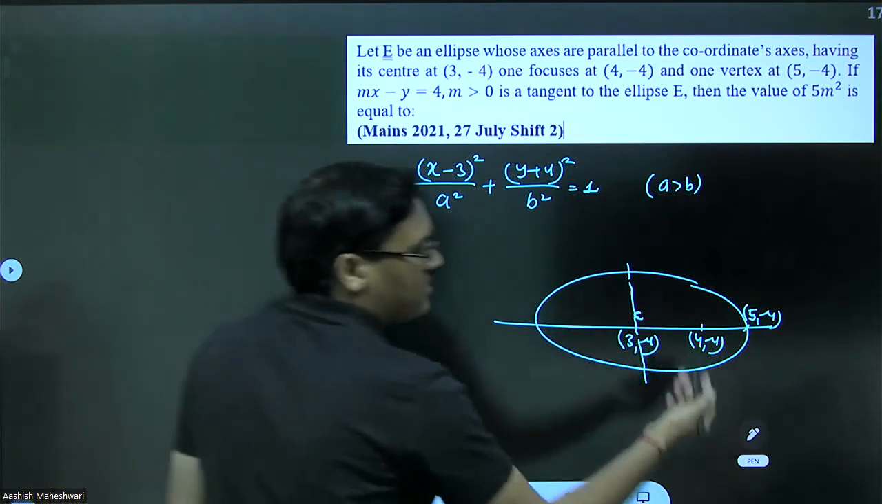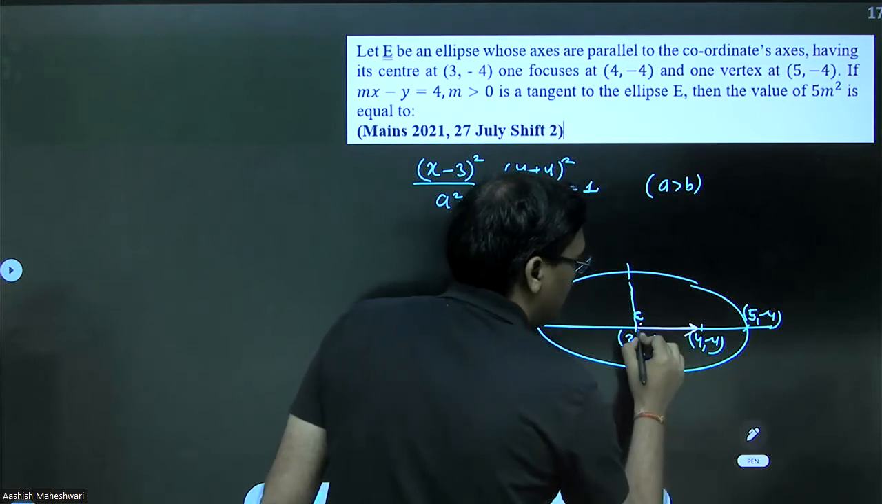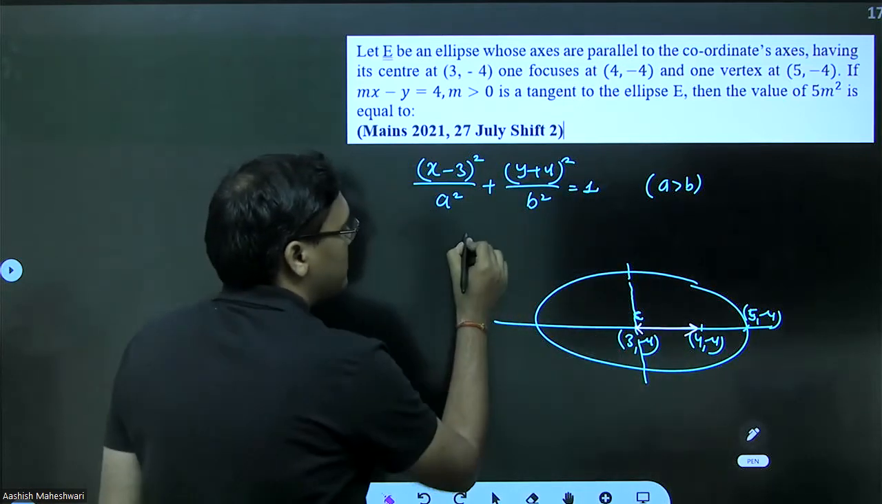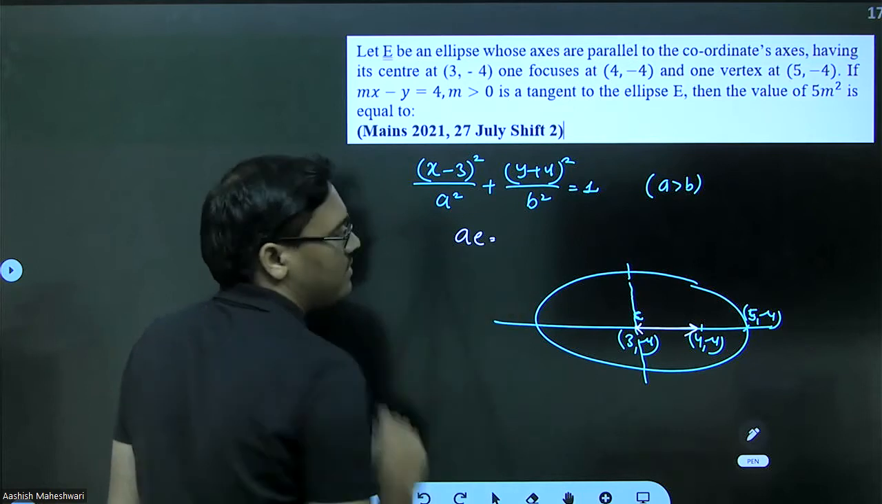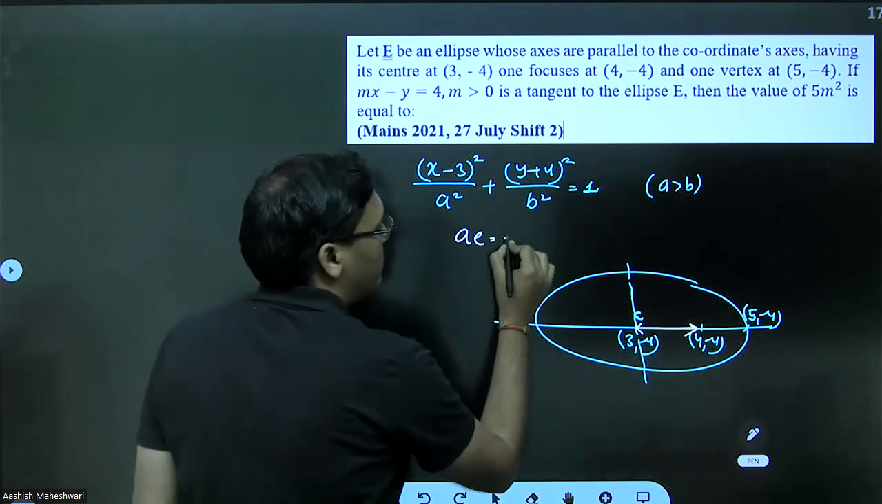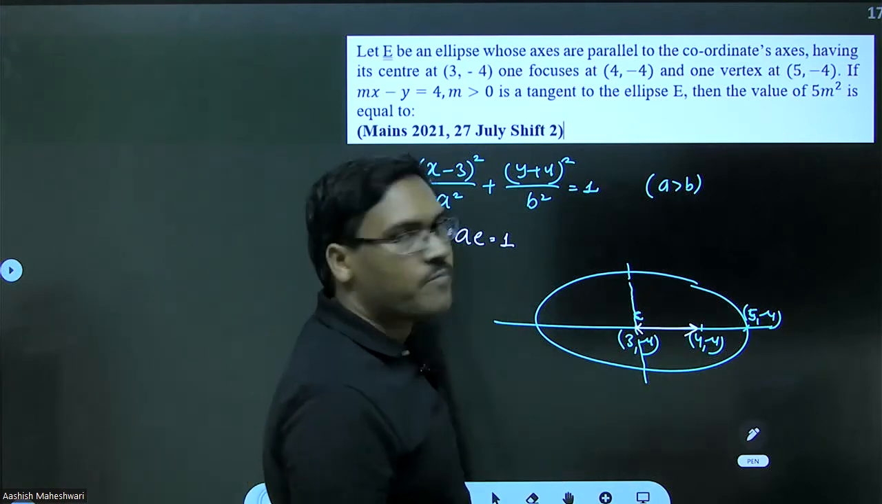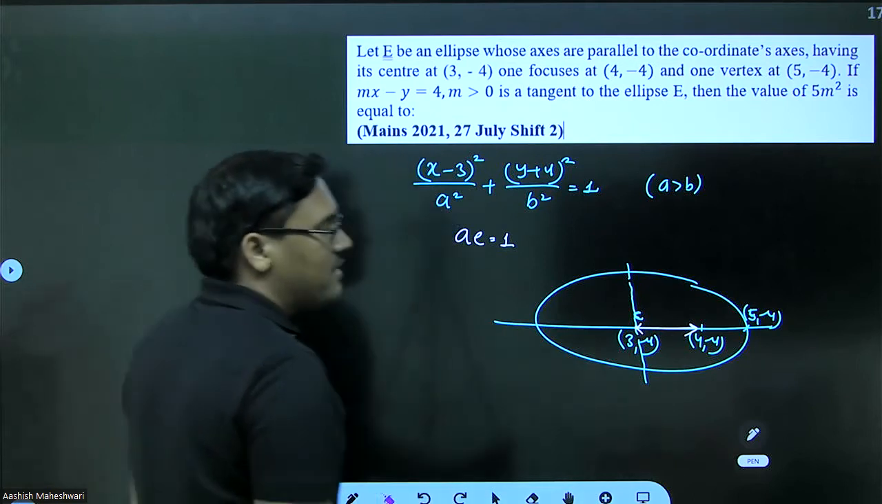तो वो आप यहाँ से find कर सकते. देखो, we know what is the distance between the focus and the center. We know the distance between focus and center is AE. The center and focus के between distance क्या होता है? AE होता है, which is equal to 1 here. 3, -4 और 4, -4 के between distance क्या है? 1.